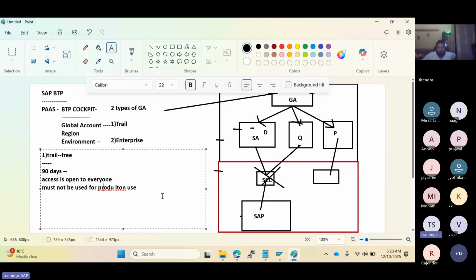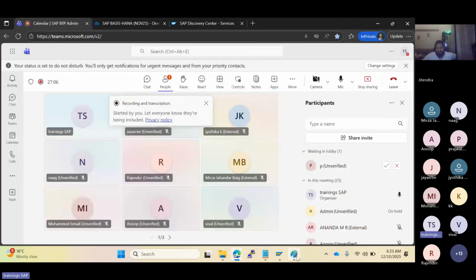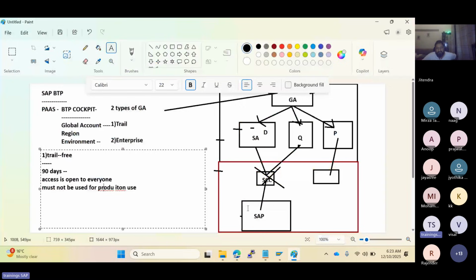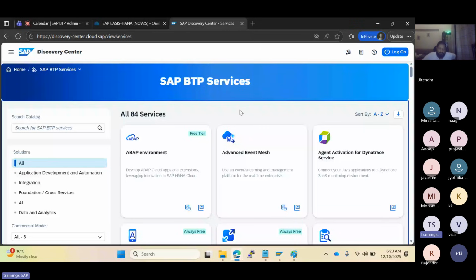So we can self-register the trial accounts, and I will explain how to do that. Also, how can we identify which services are free and which are not? If you go to the SAP Discovery Center, some services display a tag called free tier, which indicates the service offers free service plans. Free tier service plans are also available in the trial account.